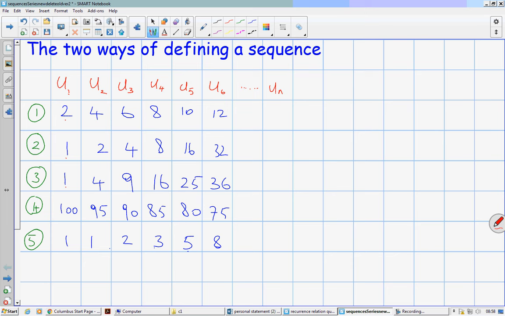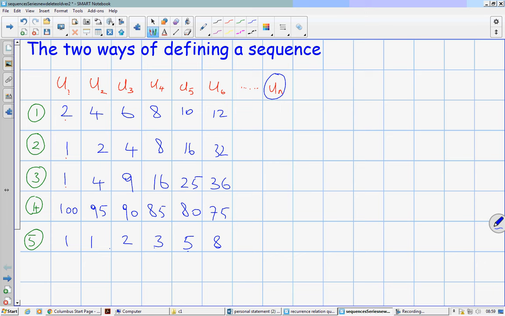Now, some of these sequences are going to be easy to give an nth term formula for, and that's one of the ways of defining a sequence. Just saying what Un is here in terms of n. Okay, so that's one of the ways.